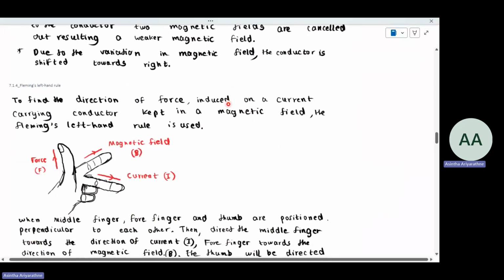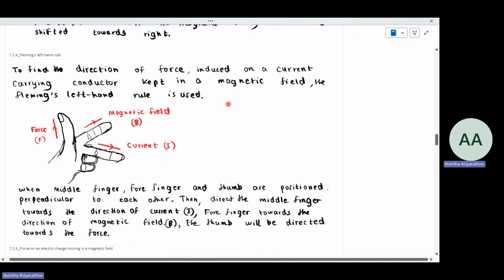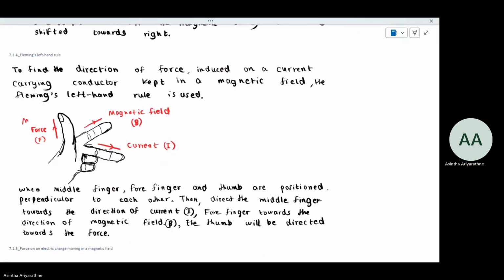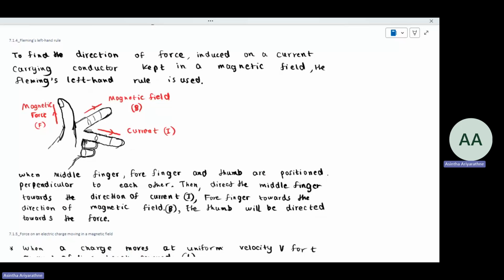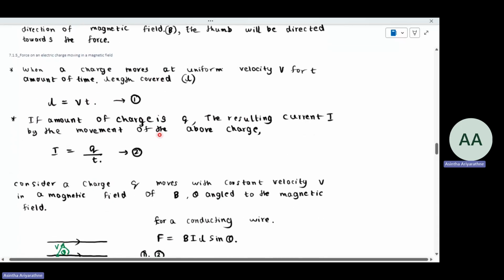But in order to get the direction of the magnetic force easily, we can use Fleming's right-hand rule. Direct the middle finger, forefinger, and thumb perpendicular to each other. When the forefinger is directed toward the magnetic field and the middle finger towards the current, the thumb will be directed toward the induced magnetic force.